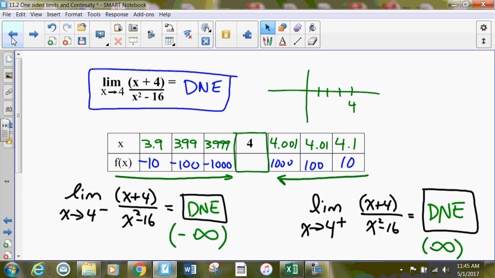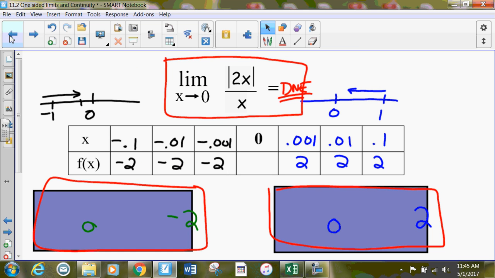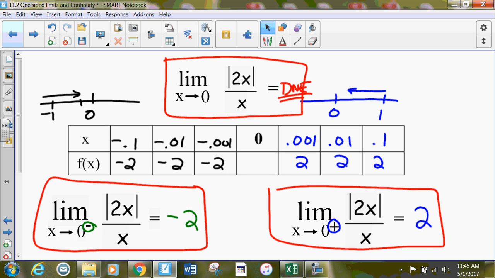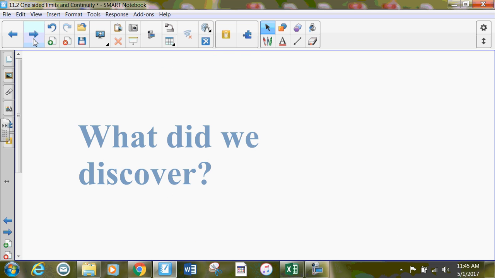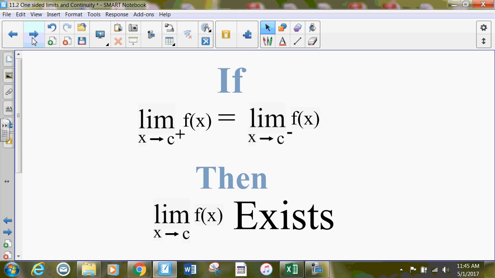So the function did not have a limit as x approaches 4. And then with this one, the left-sided limit was not equal to the right-sided limit, which meant that the actual limit of the function as x approaches 0 did not exist. So fascinating, right? Those are one-sided limits.